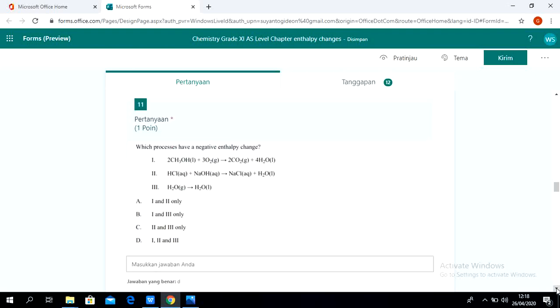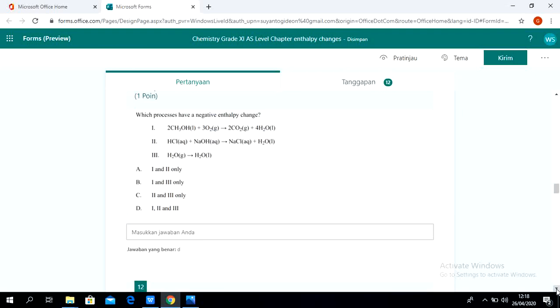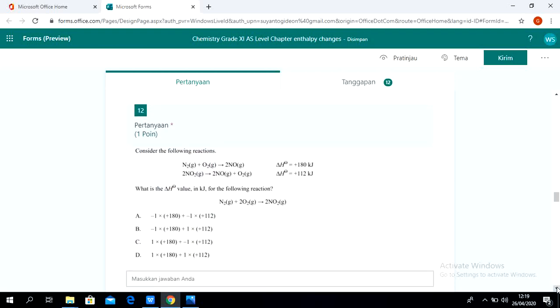Which process has a negative enthalpy value? Negative enthalpy value, we know that it has to be exothermic. The answer must be D. Why is it D? Because this one is combustion. Combustion is exothermic. Neutralization is also exothermic, while this one, from gas becoming liquid, goes from a high amount of energy to lower energy. That means there is energy given out. Now let's continue to the next number.